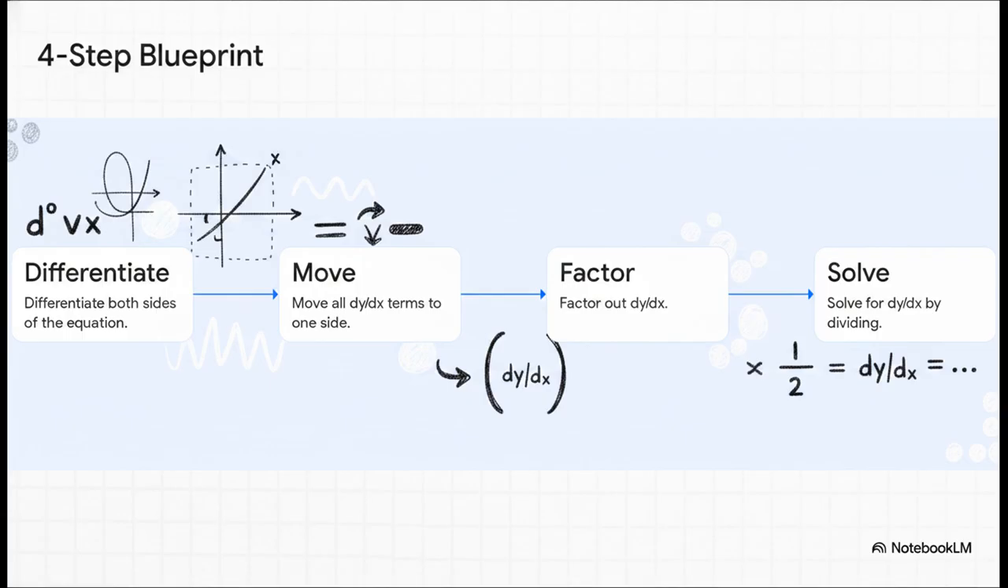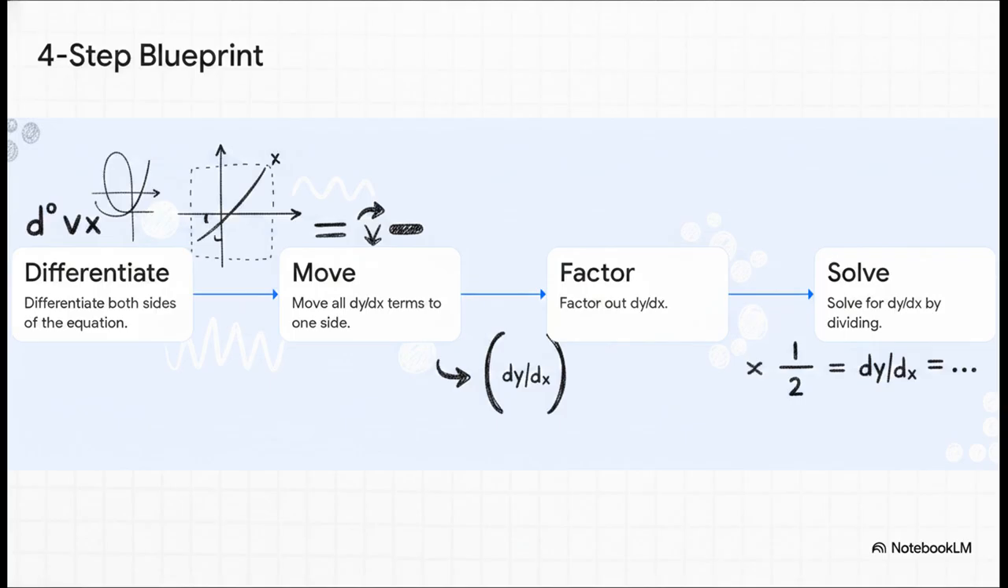Step 1. Differentiate both sides of the equation with respect to x, remembering to use the chain rule on the y terms so your dy over dx trackers appear. Step 2. Move. Use basic algebra to move all the terms containing dy over dx to one side of the equal sign and just shove everything else to the other side.